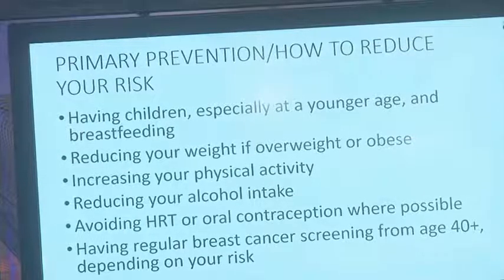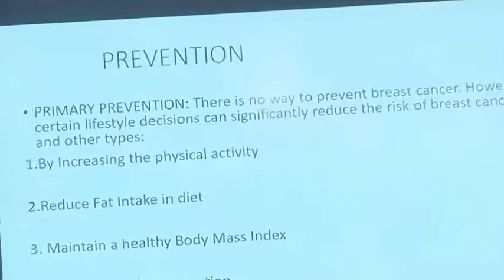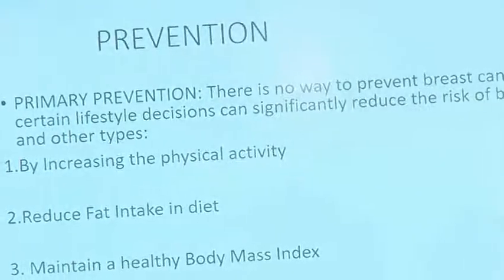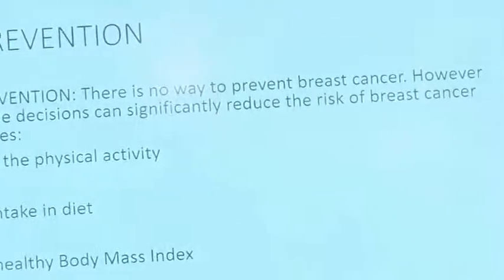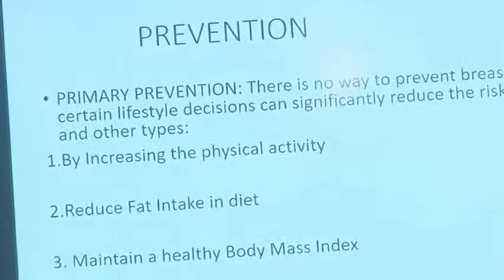So this is still the primary prevention, because when we are talking about prevention of cancer, we talk about it in two stages. The primary prevention, that you don't have anything at all. What are the things you can do to prevent you from having cancer? That's the primary prevention. The secondary prevention is what I'm going to be talking about.